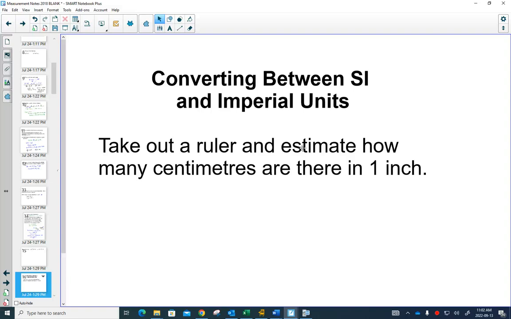Now, if you have both, try to look on there and match it up. How much in centimeters is 1 inch? So I would go here, I'd look from 12 to 11, and it looks like a little bit more than 2.5.